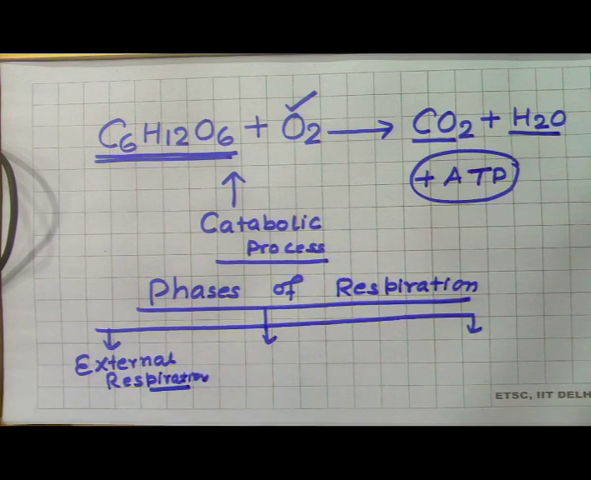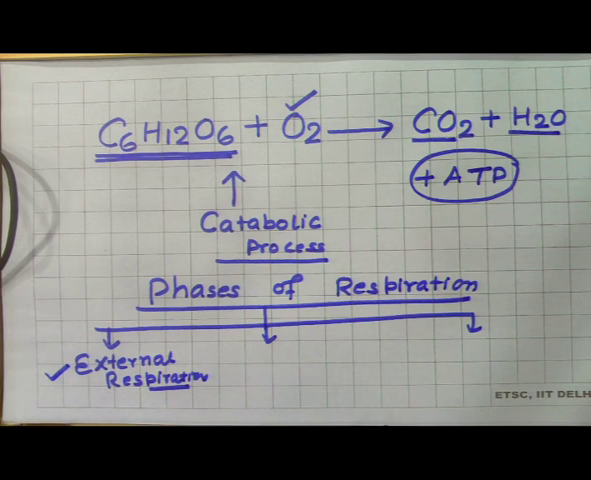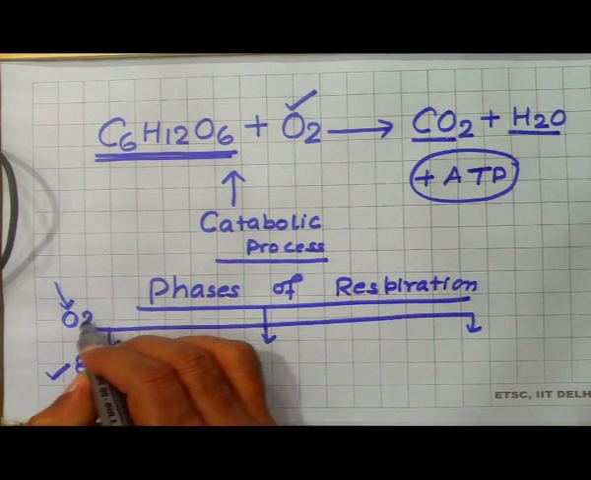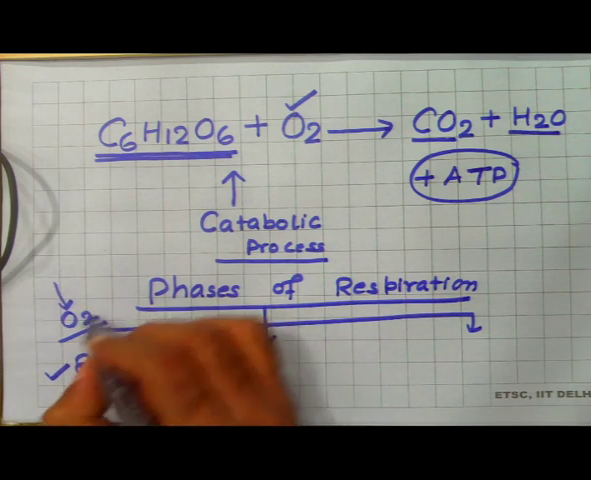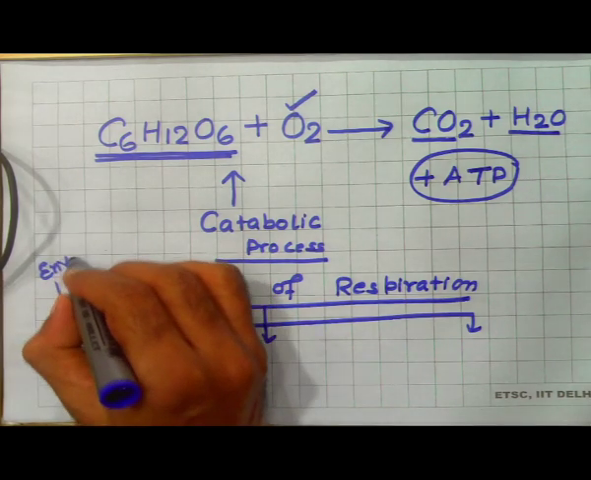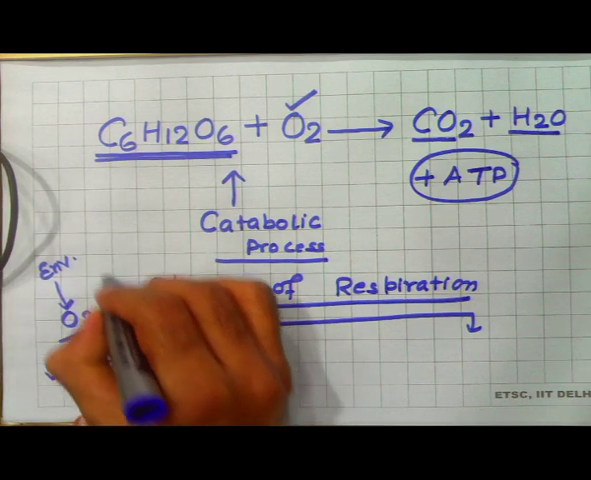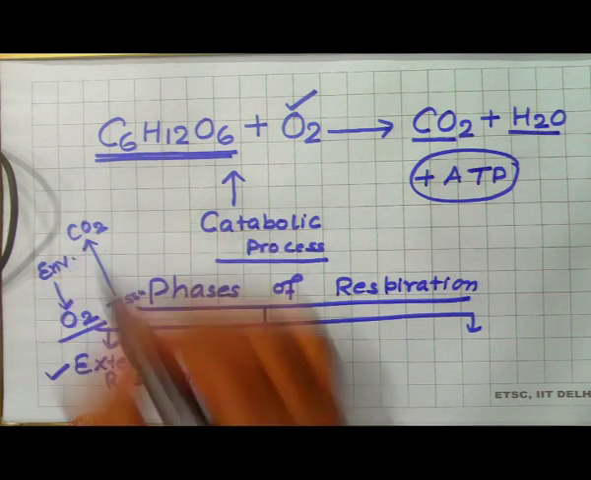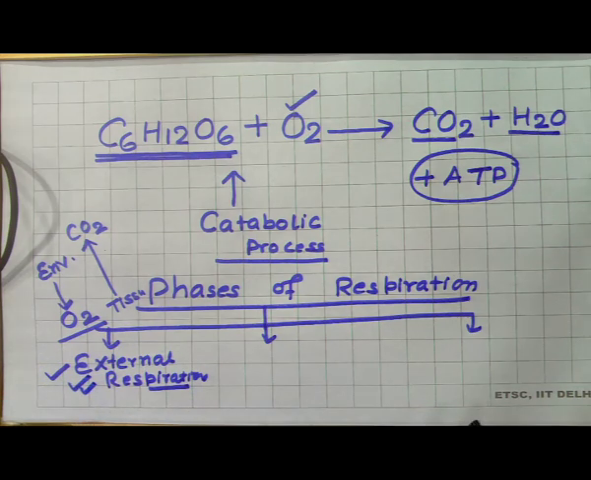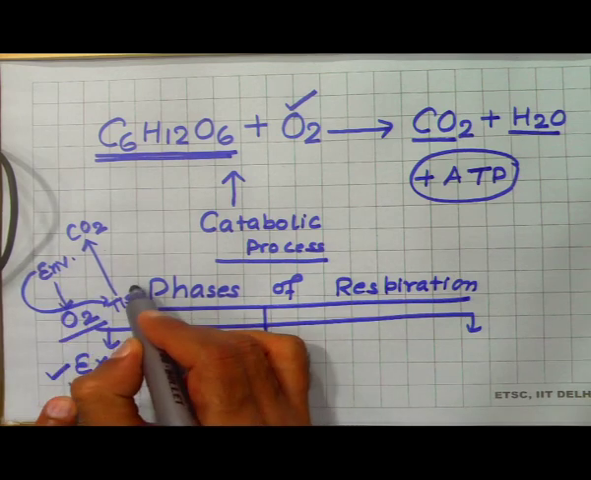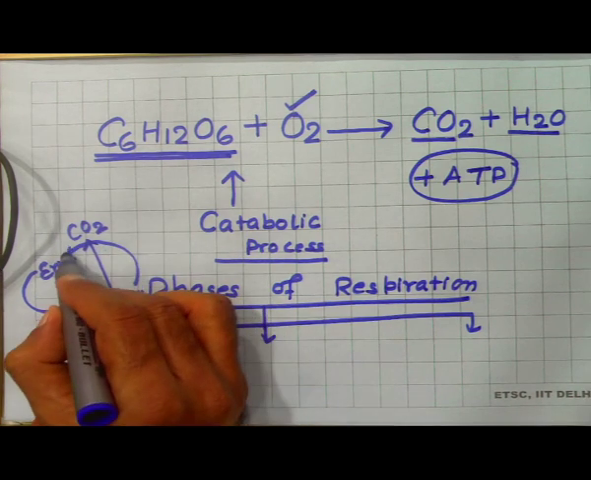in external respiration there is the exchange of gases from the outside: the oxygen from the environment is taken by the tissues, and from the tissues the carbon dioxide is released to the environment. This is called external respiration. In external respiration there is the exchange of gases, oxygen and carbon dioxide, from the environment to the tissues and carbon dioxide from tissues to the environment.